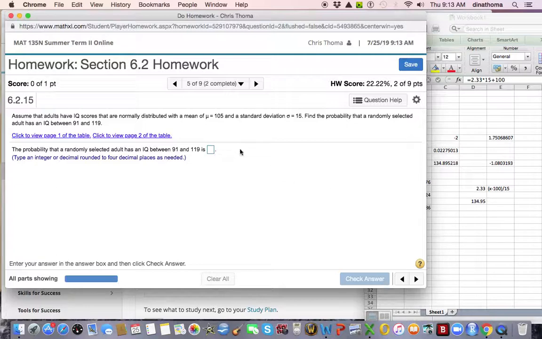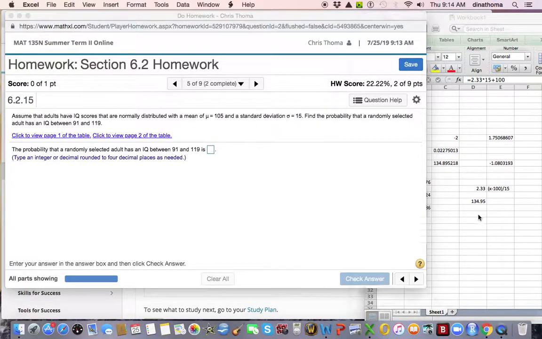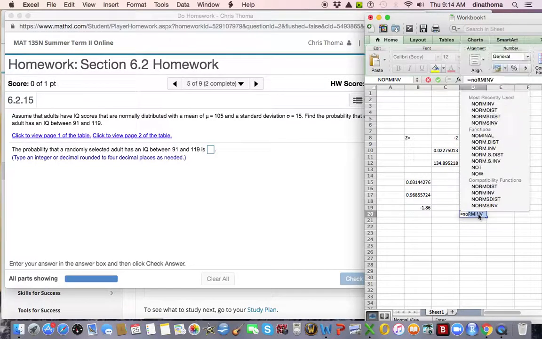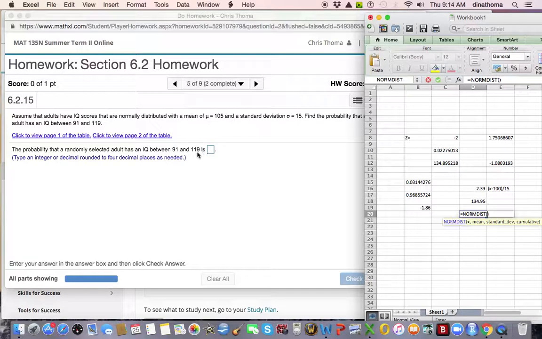So if I draw a picture, so draw my bell curve, my mean is 105, so it's centered at 105. And then I put on my axis a 91 and a 119, and I shade in between. So to solve this using technology, I know I have to take the bigger minus the smaller, like I put in the PDF. So I'm going to do norm dist. I'm going to put my bigger X in, which is 119, my mean of 105, my standard deviation of 15, comma 1.